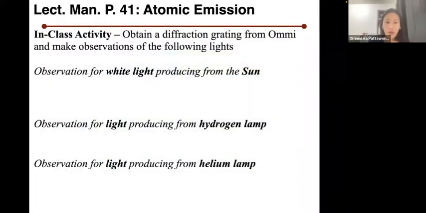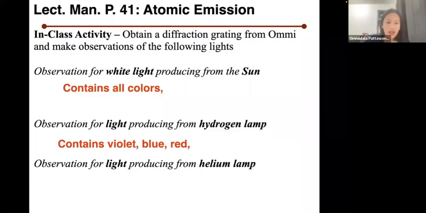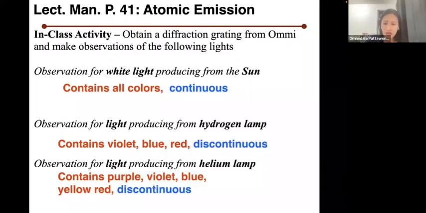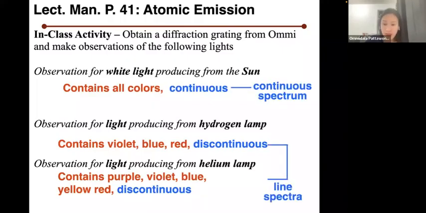So the observation that we can make is that white light produced from the sun contains all colors; it produces all the visible wavelengths. The light produced from the hydrogen lamp contains only specific colors, which are violet, blue, and red. And from the helium lamp would be purple, violet, blue, yellow, red. Because white light produces all colors, it produces a continuous wavelength, and the hydrogen lamp and helium lamp produce discontinuous wavelengths. Therefore, the spectrum from white light would be a continuous spectrum. However, those produced from the elemental lamps give us line spectra because it looks like lines.